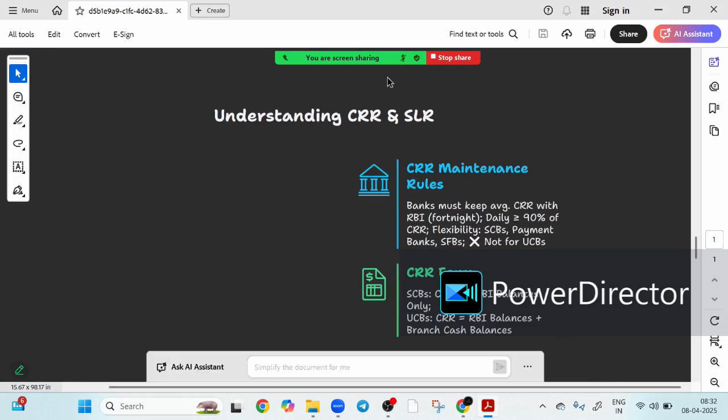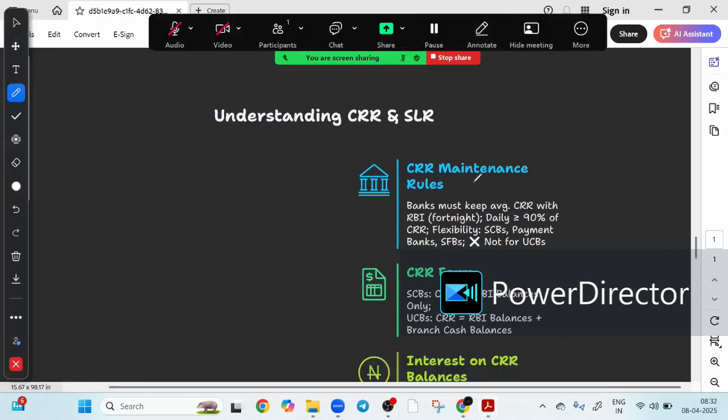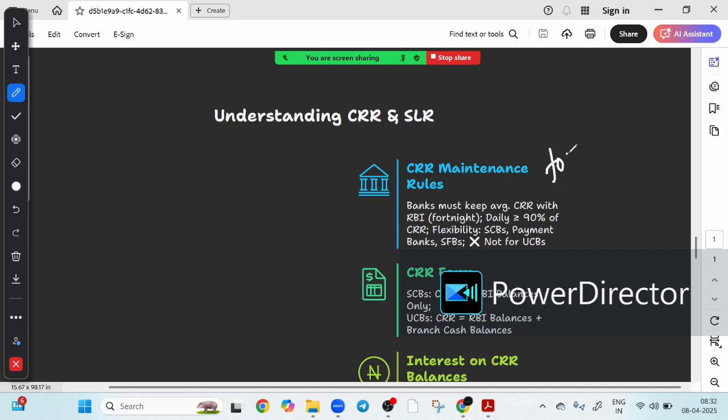And these are very, very important aspects. Let's understand. Banks are required to maintain CRR on a fortnightly average basis. Questions and case studies are asked on this. So on a fortnight average basis, banks are required to maintain CRR with a minimum daily balance of 90%. Remember, minimum daily balance of 90% of CRR.